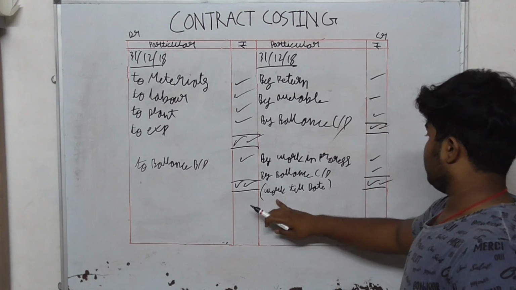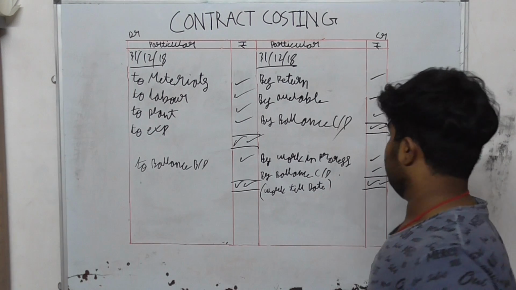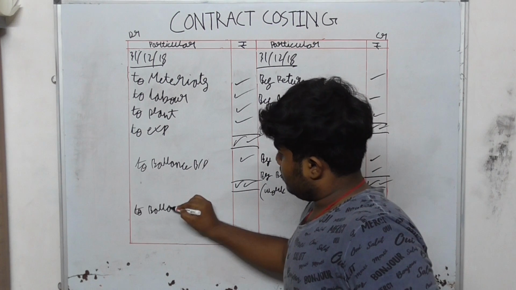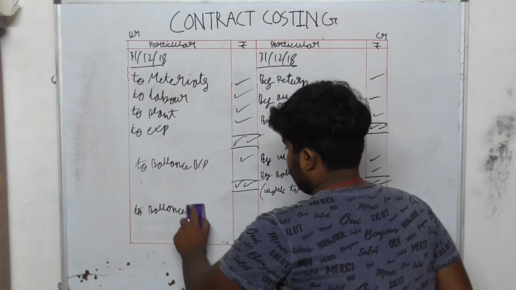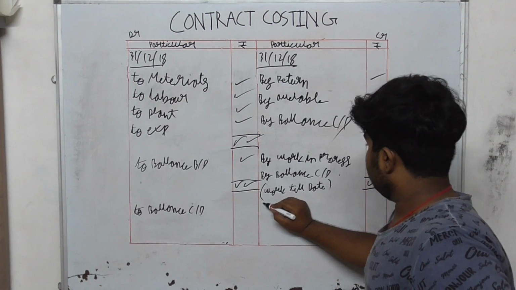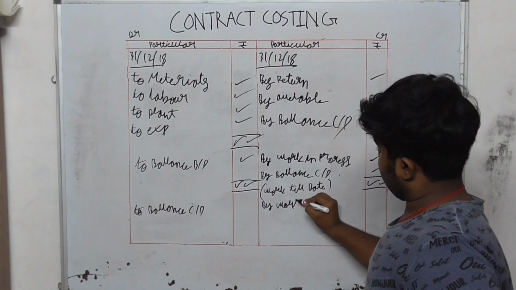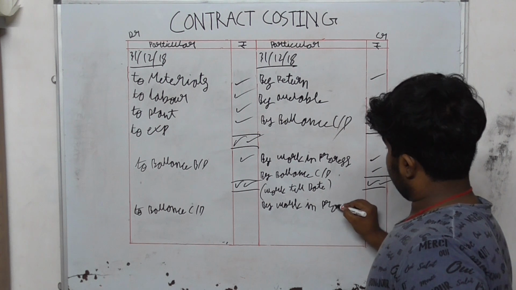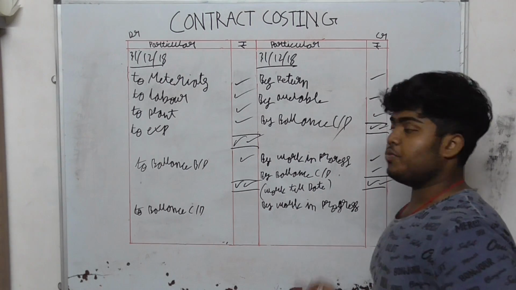So this is called the work till date, and then you have to put this to there, like to balance CD. To balance CD. Okay. Then by work in progress. Okay. So why do we write work in progress again?